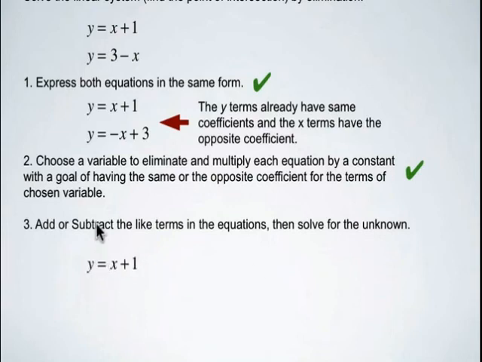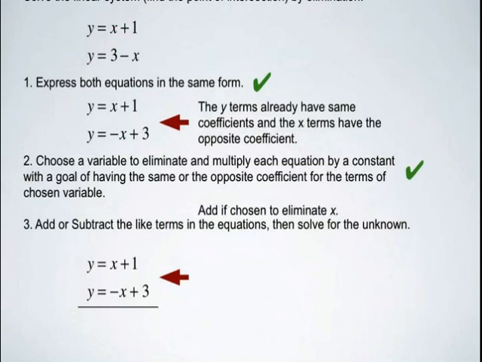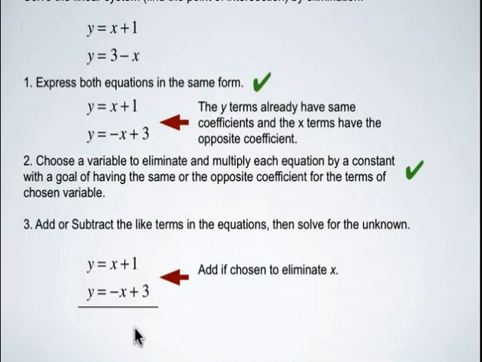So here the first equation is y equals x plus 1. The second one is y equals negative x plus 3. We're going to either add or subtract, and what we're going to do here is add, because we're going to choose to eliminate x. It's often easiest if you add equations as opposed to subtracting them, and that's always a good hint if you've got the choice. So we're going to add these two equations.